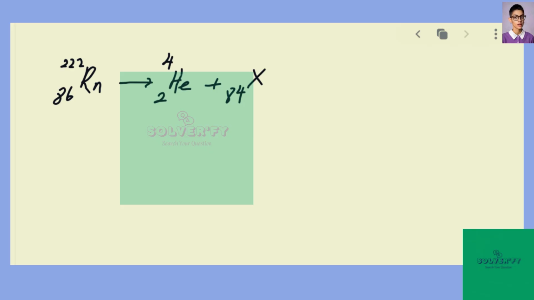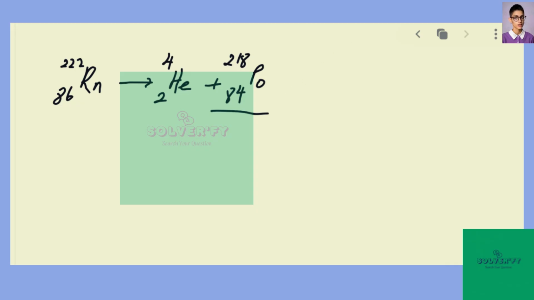Same with the nucleon number, so 222 on the left, 4 is taken up by the helium, so there should be 218 left, right? 218 nucleons. So looking up the periodic table for an element with 84 protons, we find that the element is polonium. So this is our daughter nuclide.